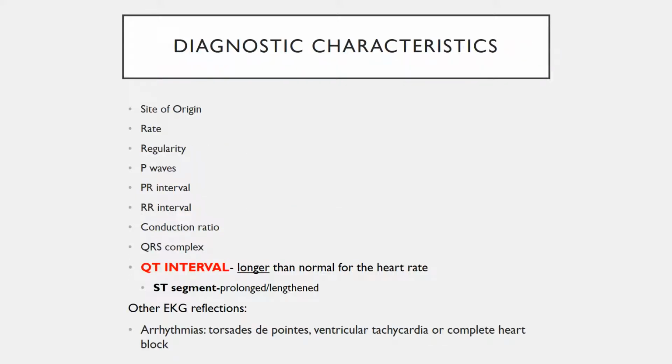Diagnostic characteristics. Notable changes in the ECG due to the electrolyte imbalance hypocalcemia are the QT interval and the ST segment. The other ECG characteristics, like the site of origin, the rate, the regularity, correspond to the underlying rhythm. With low serum calcium, you can expect a longer or prolonged QT interval and ST segment. It is rare, but hypocalcemia could potentially result in arrhythmias, such as torsades de pointes, ventricular tachycardia, or a complete heart block.